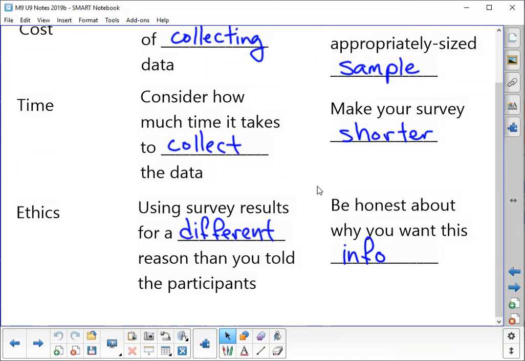Or what's your favorite ice cream treat? I may buy some for the class sometime. And then you come and you sell them to them. That's an ethical issue, because you've got this information that they've told you in good faith, hoping that you're going to give them some free ice cream treats, and instead you've used it to try and make money for yourself. And this is an interesting one. So be honest about why you want this information.